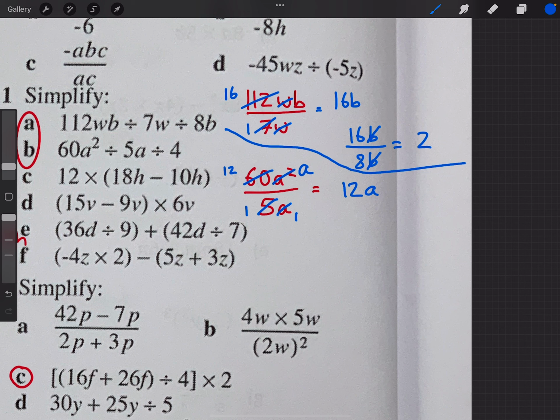Okay. After I've done this, I've got to do the second part, which is divided by 4. Whoops. That's the first part. The second part is 12A divided by 4. And I can just cross this out. I get 1. I cross it out, I get 3. So the answer is 3A over 1, which is just 3A.